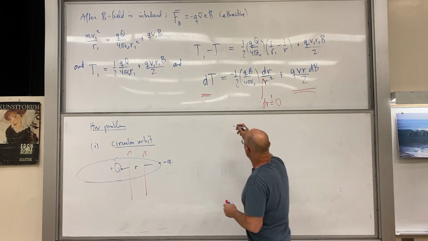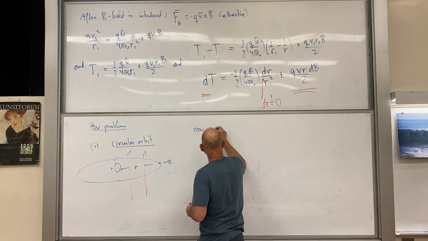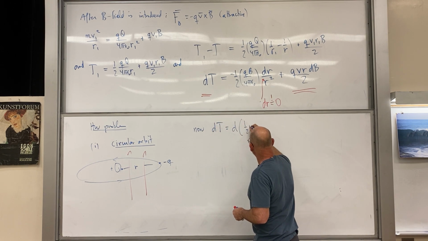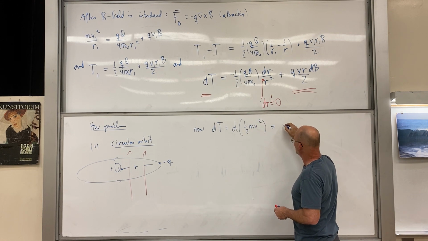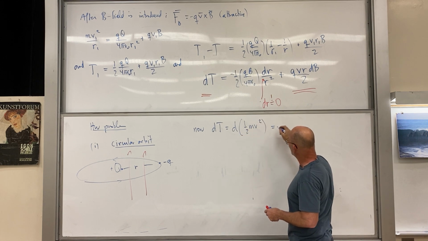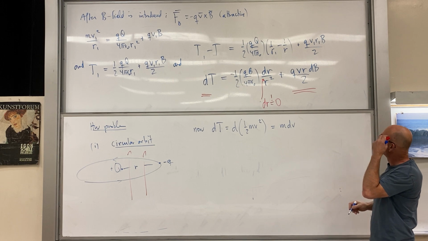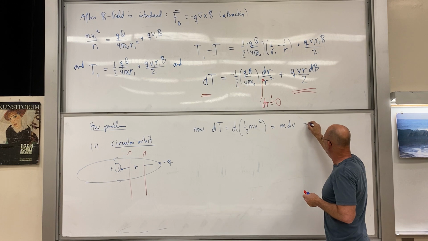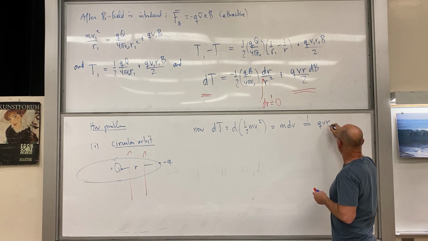Okay, so what next? How about this dt right here? We can say now d kinetic energy is d of 1/2 mv squared, which is equal to m v dv. And that's what we're trying to show is equal to Q V R over 2 dB.